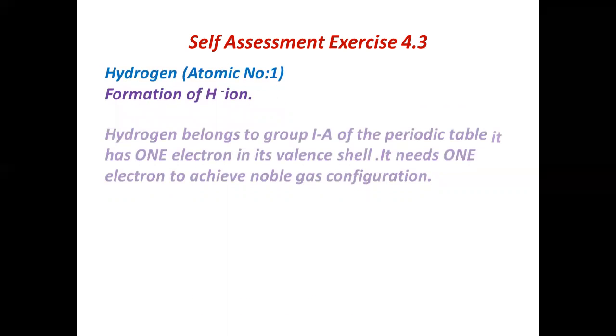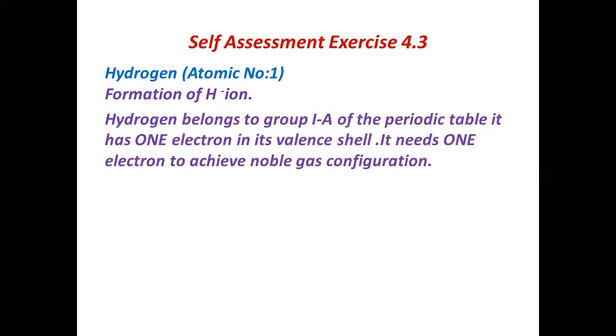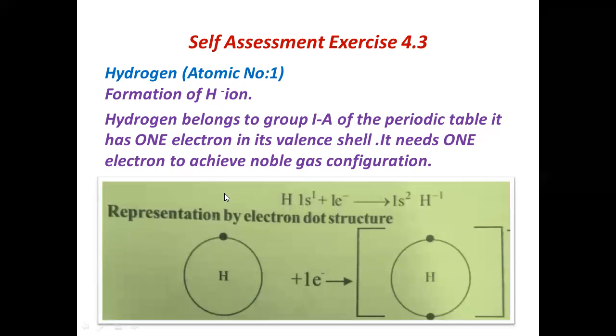The last one is hydrogen. Hydrogen, you know, is present in group number 1A of the periodic table. It has 1 electron in its outermost shell and it needs one more electron to achieve noble gas configuration. So hydrogen has 1 electron in the outermost shell. It will gain 1 electron and will form the anion of hydrogen. After gaining 1 electron, it will form the anion of hydrogen having minus 1 charge.